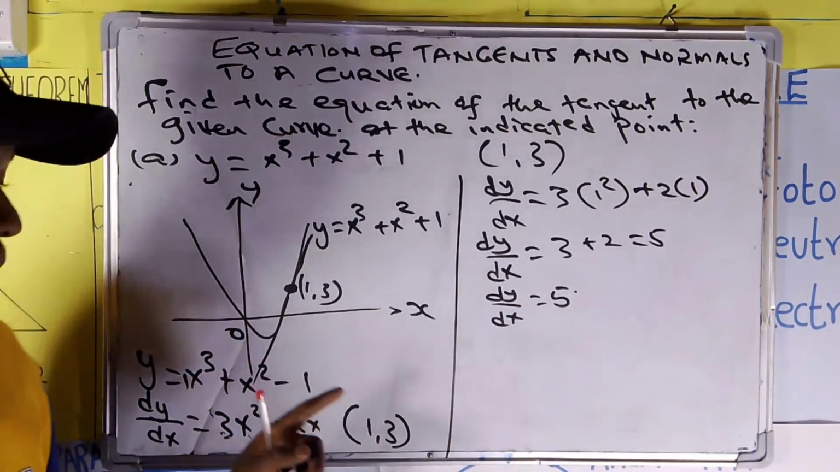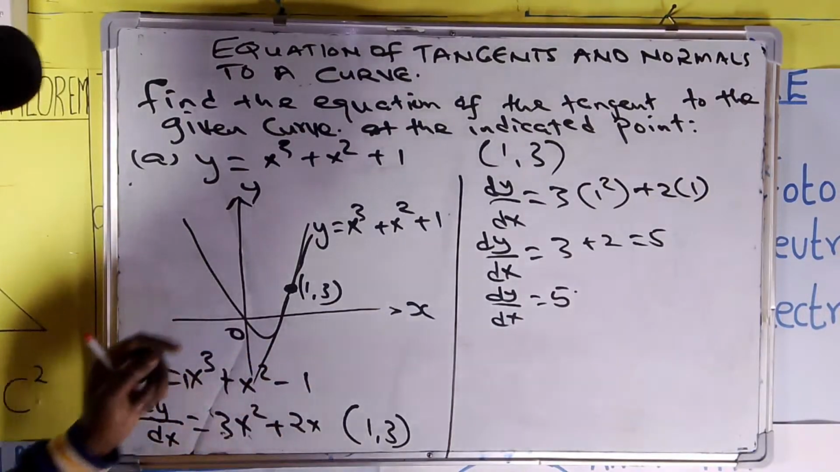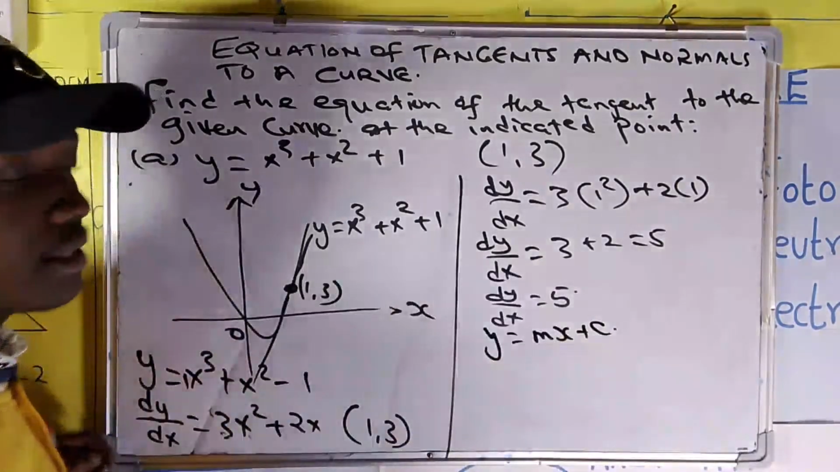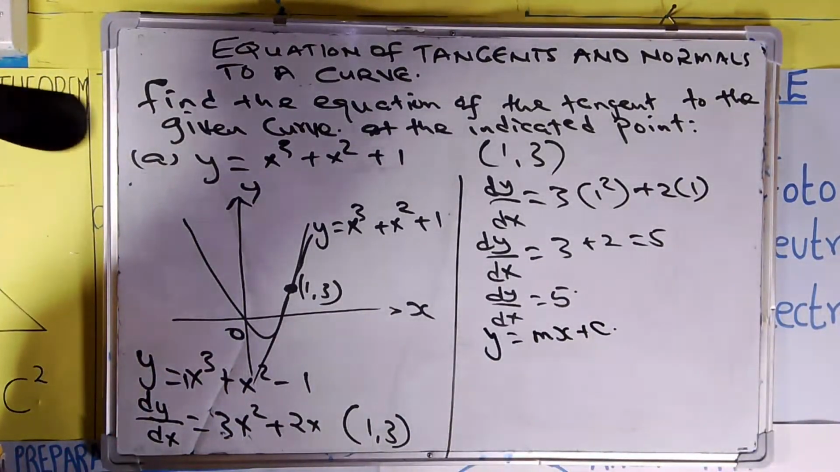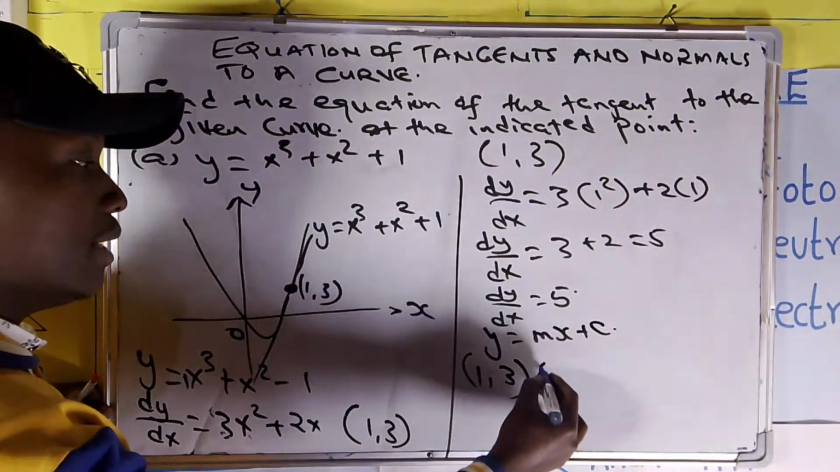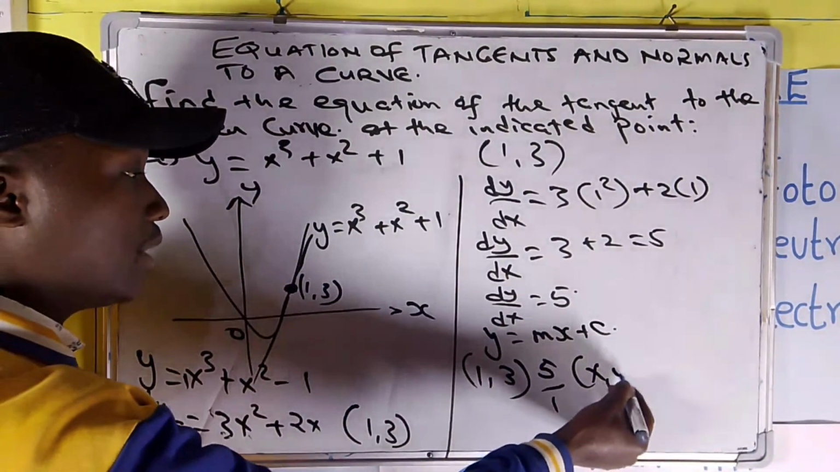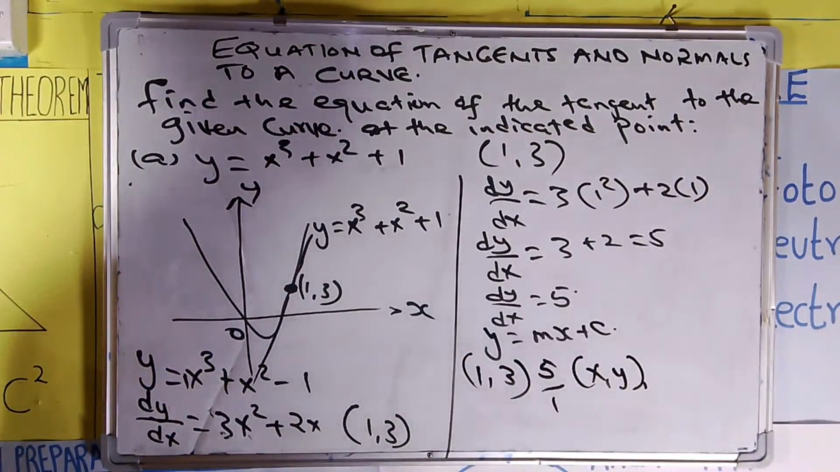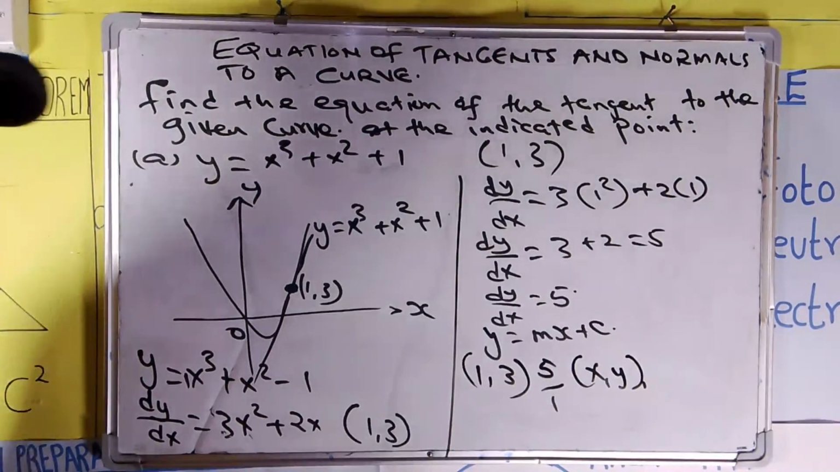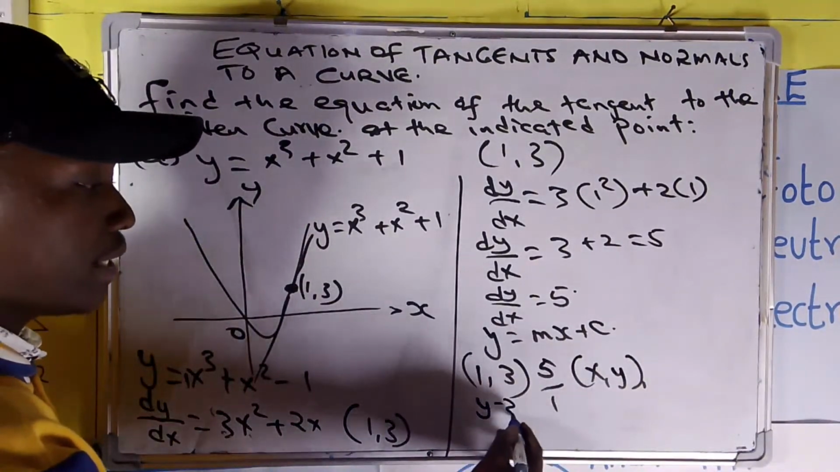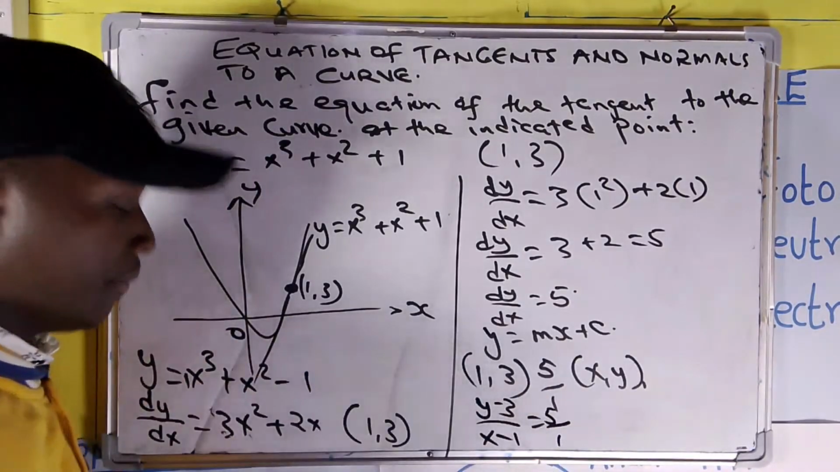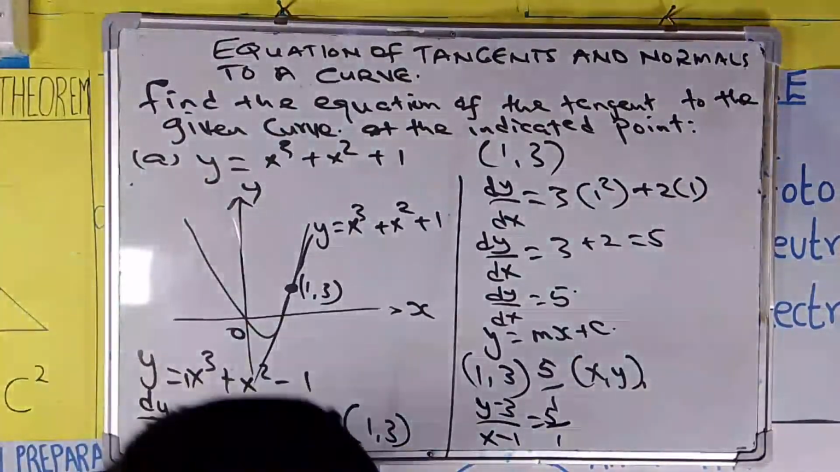After you get that, we can now proceed to find the equation of a tangent. Remember we said a tangent is a straight line, and we know how to find the equation of a straight line in the form y equals mx plus c. So we take the point of contact (1, 3), our gradient is 5 over 1, and our arbitrary point is (x, y). Then y minus 3 over x minus 1 is equal to 5 over 1.